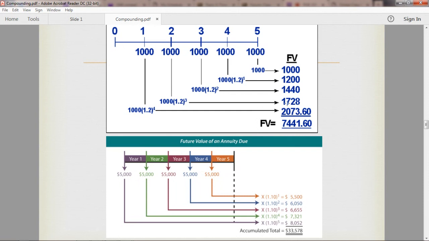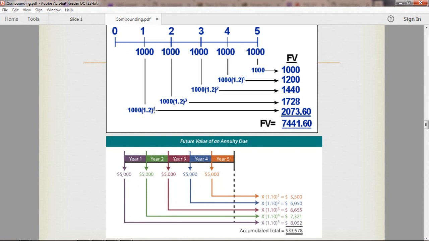Then in this example, you can easily visualize how you can find the future value. First, the future value of the first deposit: that payment of 1,000 will earn 20% interest, right?